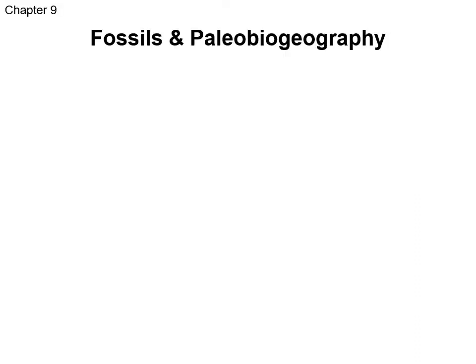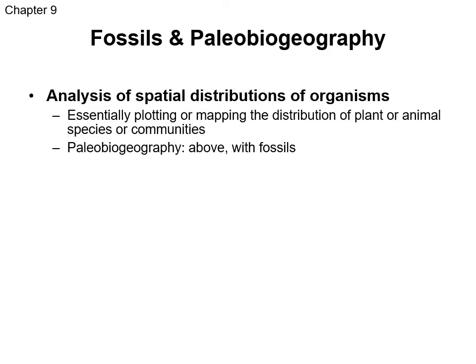Now, we'll see some more examples of biostratigraphy in lab, but I want to talk about our last chapter for this unit, which is chapter 9, fossils and paleobiogeography. So we're looking at the spatial distribution of fossil taxa over time. We're doing an analysis of spatial distributions of organisms, and essentially what we're going to be doing is plotting and mapping the distribution of plant and animal species or communities over time and over space. So paleobiogeography is this spatial analysis, but we're doing it with fossils.